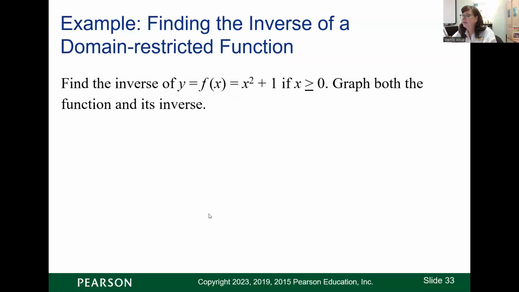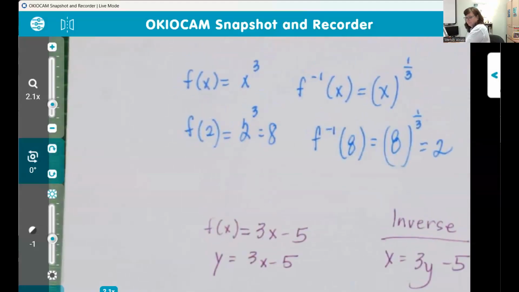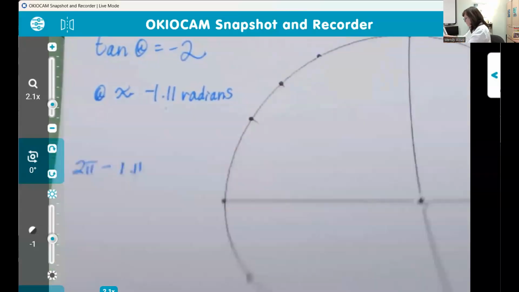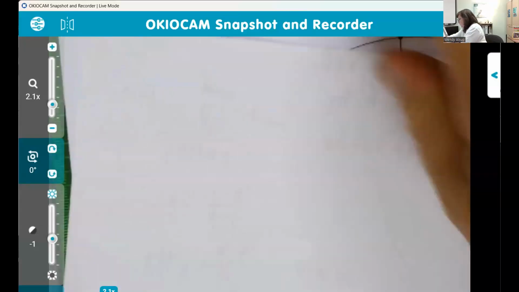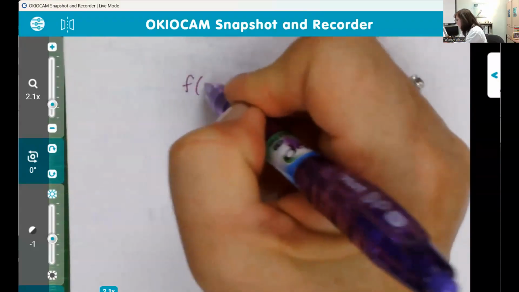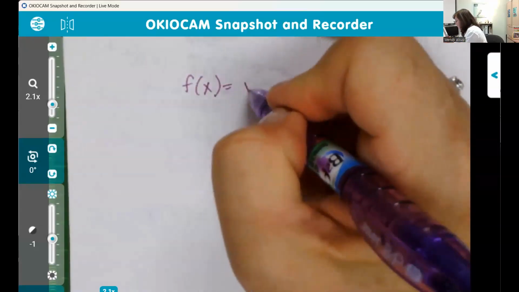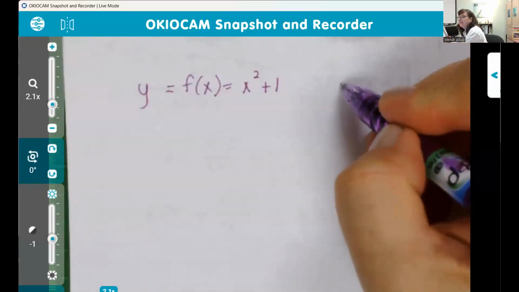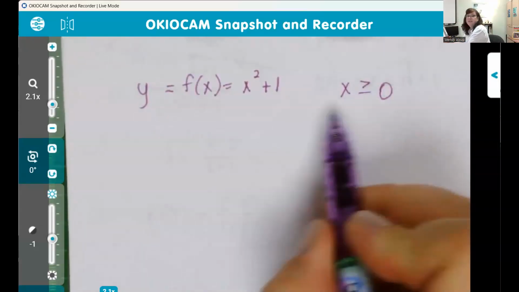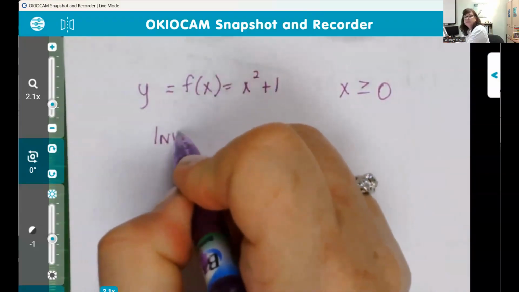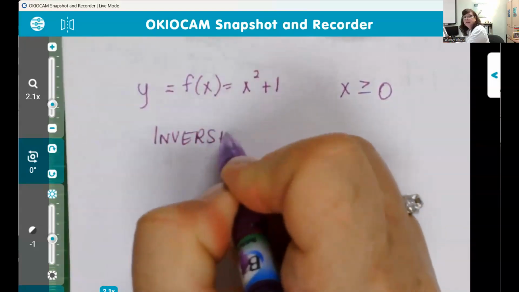All right, so let's look at this one. I'll go back over to my scratch paper. We'll go to a new page. All right. So we've got f of x equals x squared plus 1. So this is our y: y equals f of x. And our x is restricted to the positives, x greater than or equal to 0. So let's find the inverse. We're going to flip our x and our y.